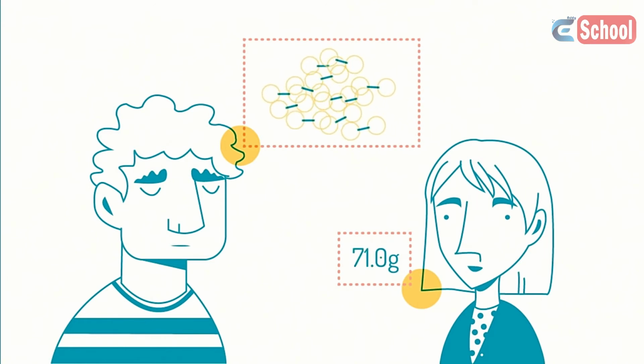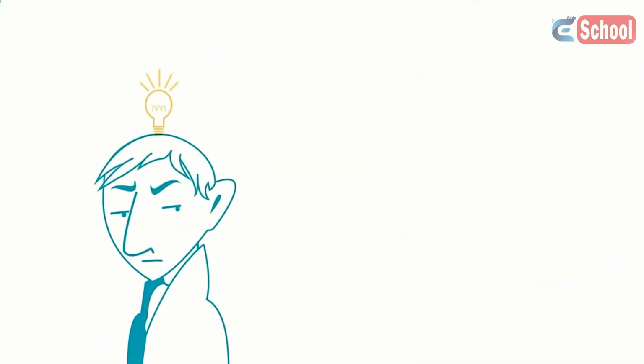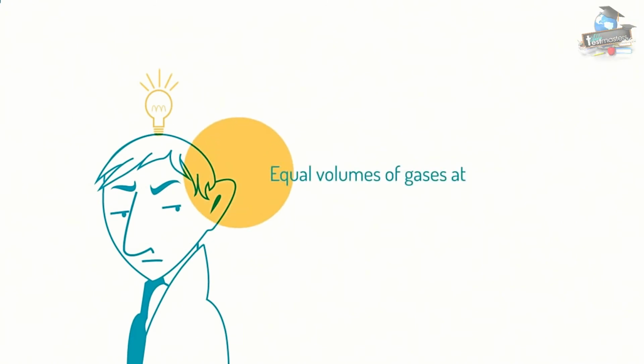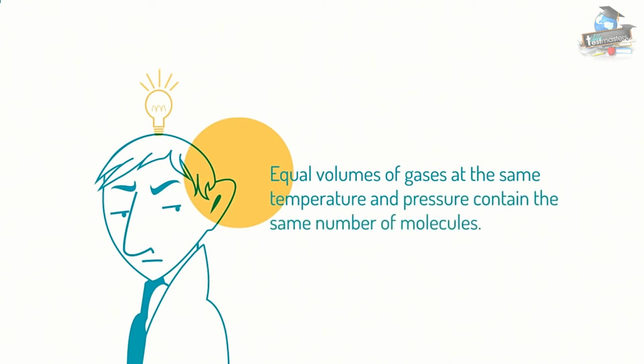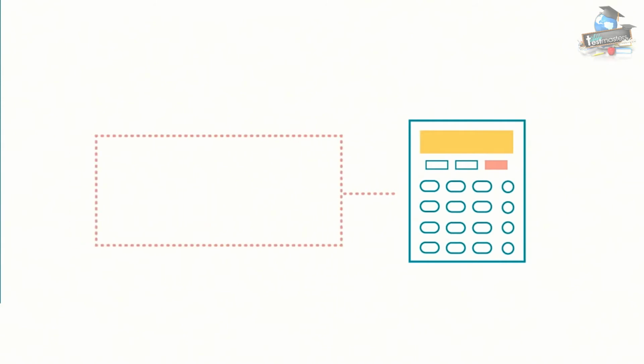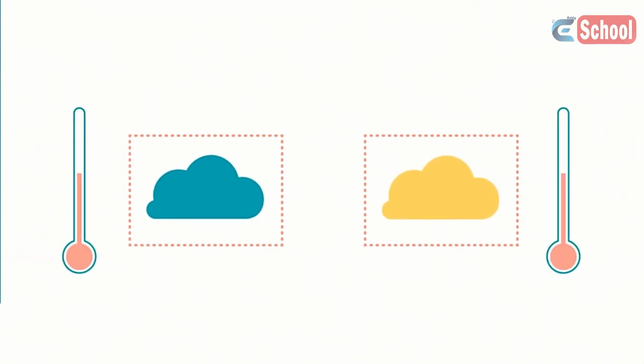In 1811, Avogadro proposed his hypothesis, which stated, equal volumes of gases at the same temperature and pressure contain the same number of molecules. This hypothesis made it easier to perform calculations involving gases. This means that 1 mole of any gas will occupy the same volume as 1 mole of any other gas, provided that they are at the same temperature and pressure.